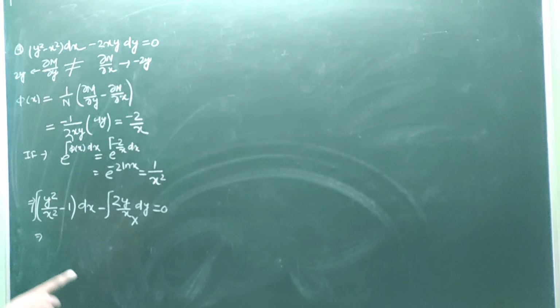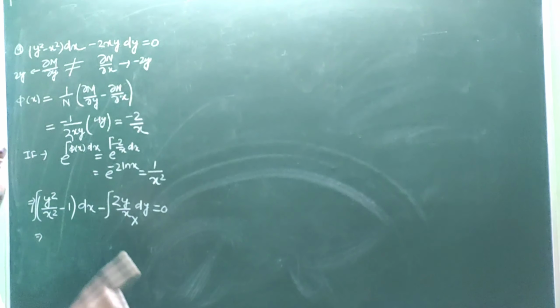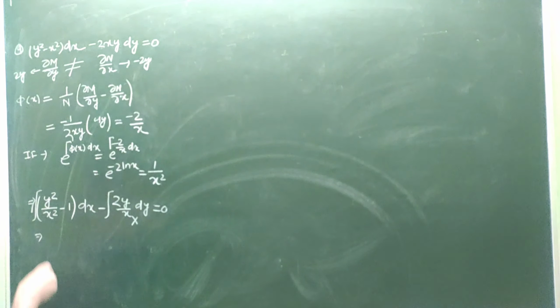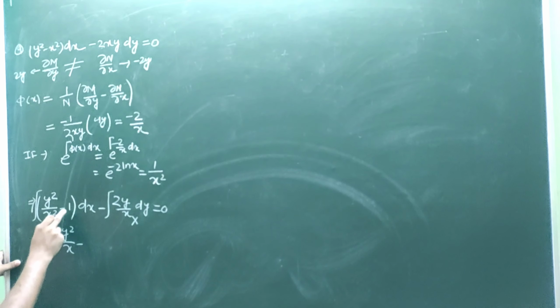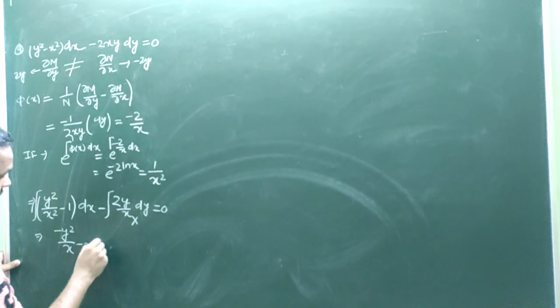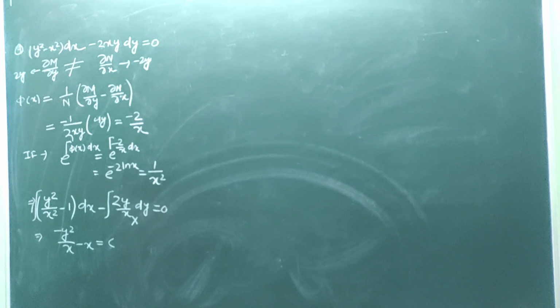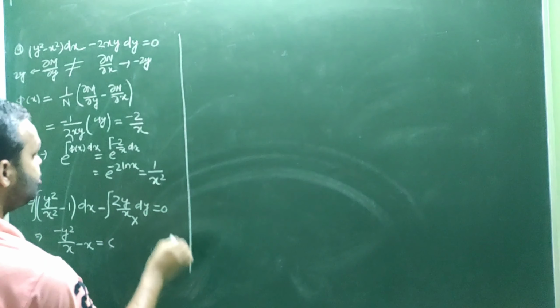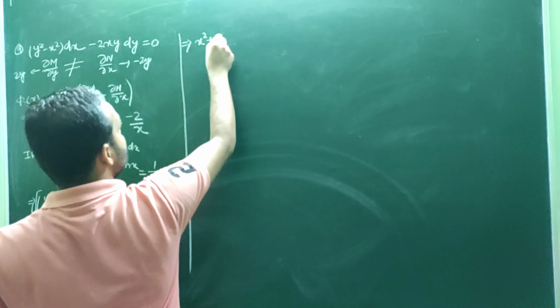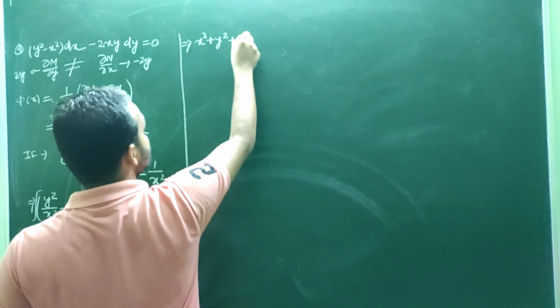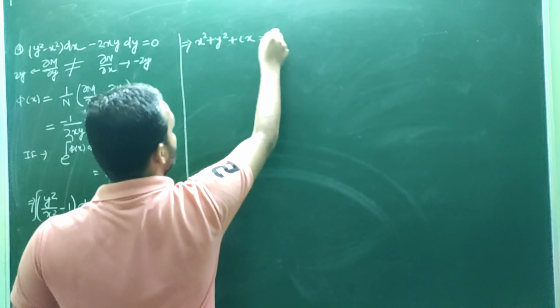You know 1 by x square differential, and the integration of 1 by x square is minus 1 by x. So write down minus y square by x. Integration of 1 is x, is equal to an arbitrary constant c. Now arrange it. You will get x square plus y square plus cx is equal to 0.